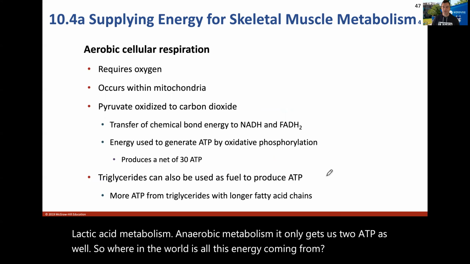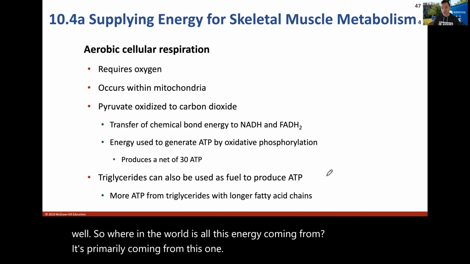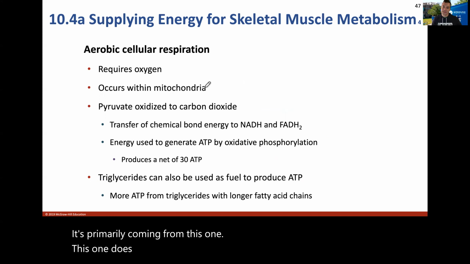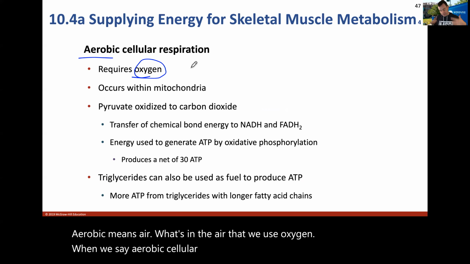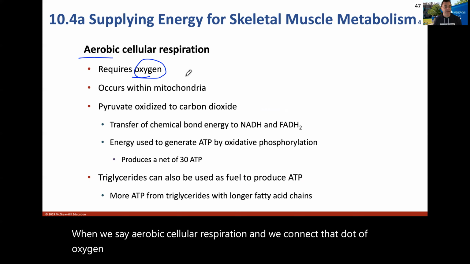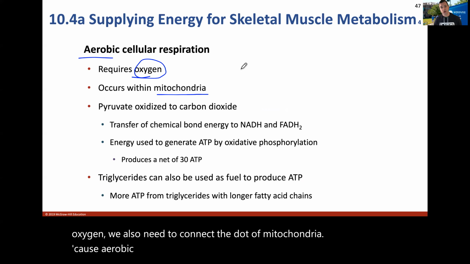It's primarily coming from this one. This one does require oxygen. Heck, it's in its name. Aerobic means air. What's in the air that we use? Oxygen. When we say aerobic cellular respiration and we connect that dot of oxygen, we also need to connect the dot of mitochondria, because aerobic cellular respiration occurs within the mitochondria.